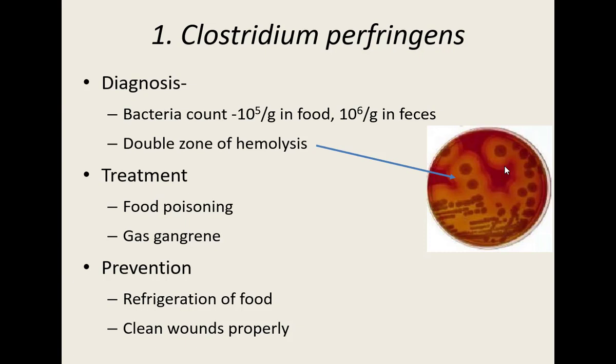Treatment: there is no treatment for the food poisoning. The diarrhea and the vomiting will get rid of the bacteria all on their own, so just replace fluids and electrolytes. Gas gangrene, though, again, is death of tissue. The only way to get rid of the bacteria is to remove the infected tissue. So it could mean amputation. It could mean debridement, where they literally scrape off all the infected skin and tissue.